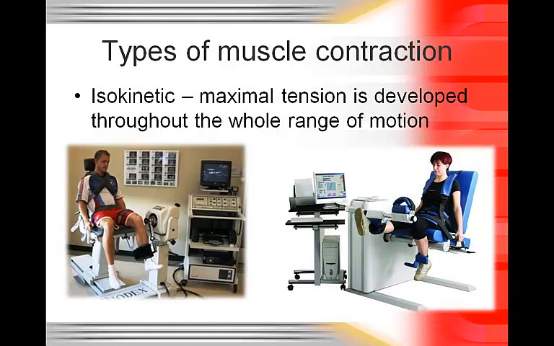The last type of contraction is a pretty tricky one to get your head around. It's isokinetic, and that means that there's a maximal tension all the way throughout the motion. So your muscles don't really have many examples of this in everyday life. The only one I've ever heard of is breaststroke in swimming, where muscles push against the water.